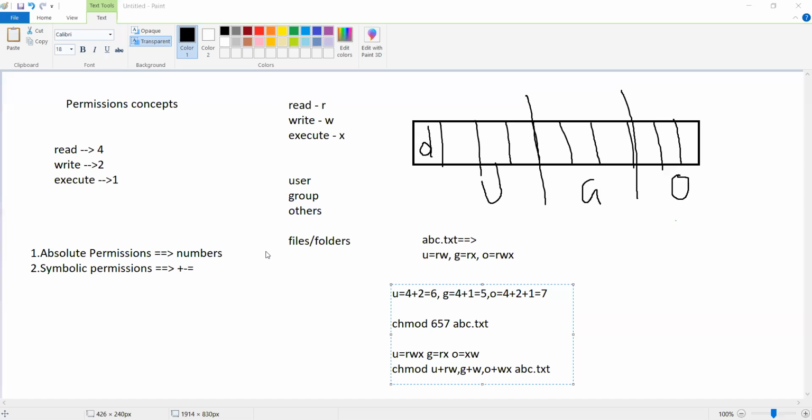Sir, we can use any permissions, right? Absolute or symbolic. Or is there any particular case where we need to use one or the other? No, you can use anything. Any one of them you can use. It depends not on the user, but on the kind of comfort you have. If you are comfortable with absolute, go for it. If you are comfortable with symbolic, go for it. Either one. Okay. Thank you, sir.